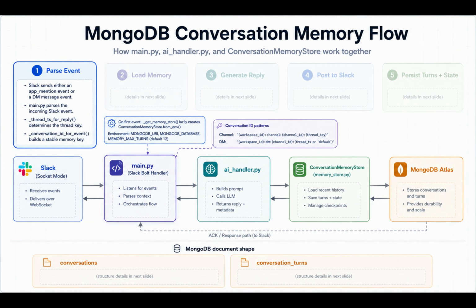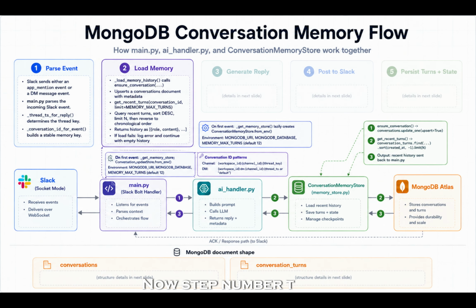Now the next step is parsing the event. Main.py reads the event, strips the bot mention, and picks the thread. The conversation ID for the event builds a stable key from workspace, channel, and thread. One memory bucket per conversation. Step number two is to load the memory history: upsert the conversation, then load the last 12 turns from MongoDB, newest first, and reverse into chronological order. If MongoDB fails, the bot replies with empty history.